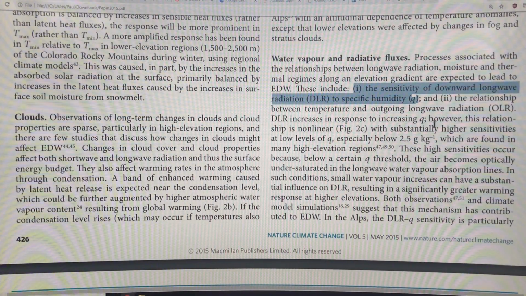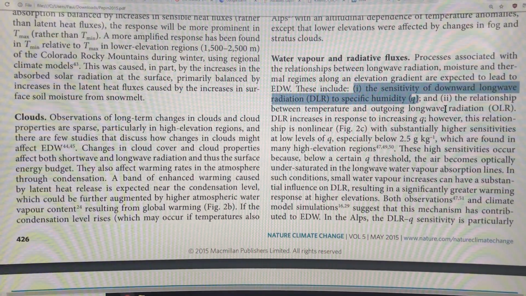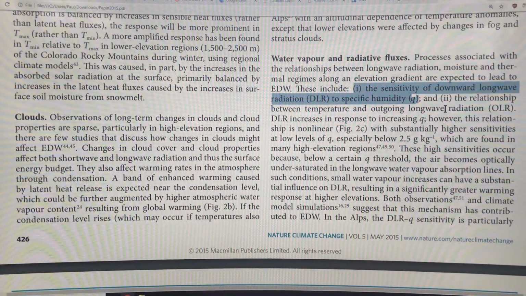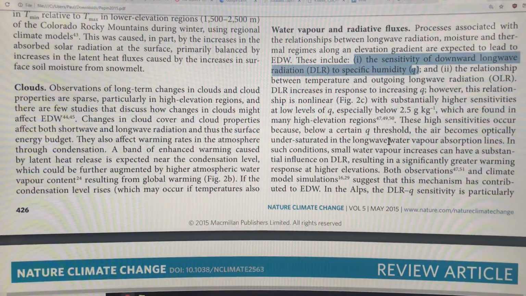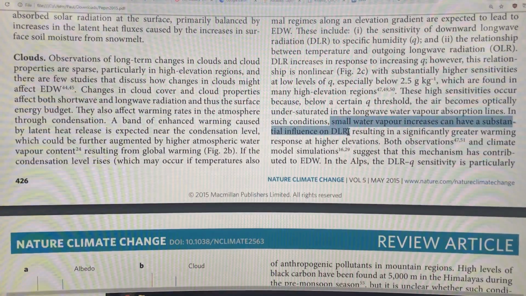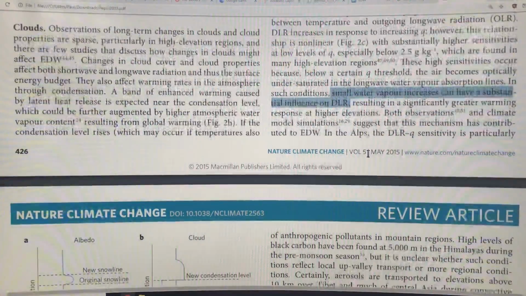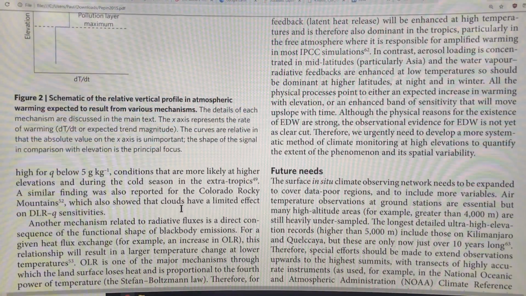Okay, so basically, the shortwave radiation, the sunlight, hits the surface of the Earth and causes warming. The heat, or the long wave radiation, is radiated out, and some of that radiation is absorbed by the greenhouse gases. So if there's more and more water vapor in the atmosphere, and the water vapor concentration changes with elevation, then that will change the warming with elevation. So that will cause greater warming at higher elevations. Small water vapor increases can have a big impact if you're not in a saturated condition. Okay, so it talks about the changes in the Alps and the Rocky Mountains, etc.